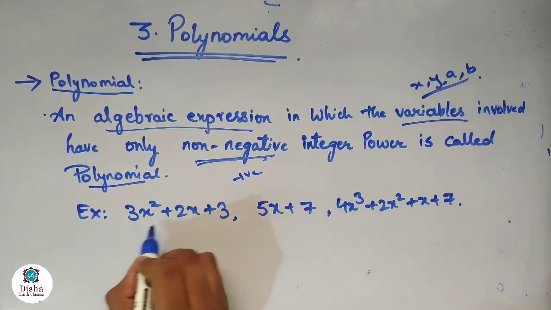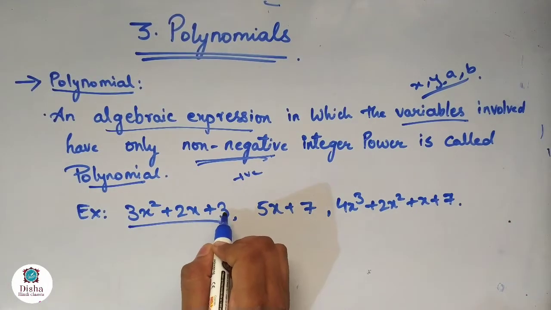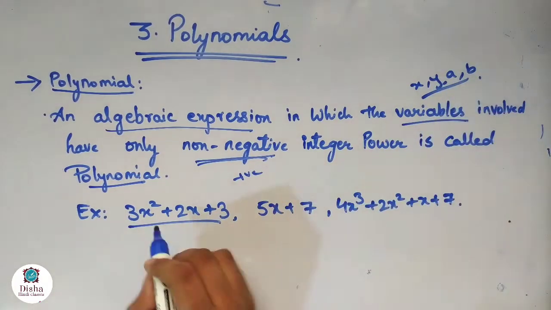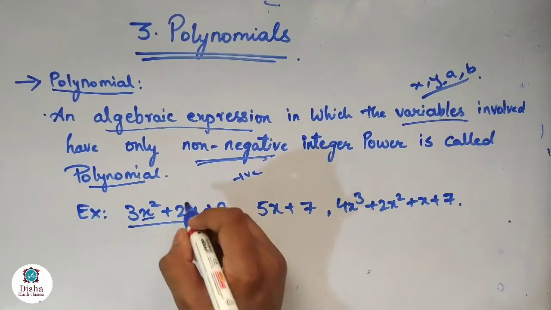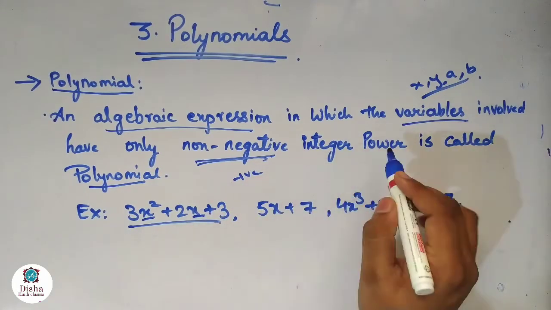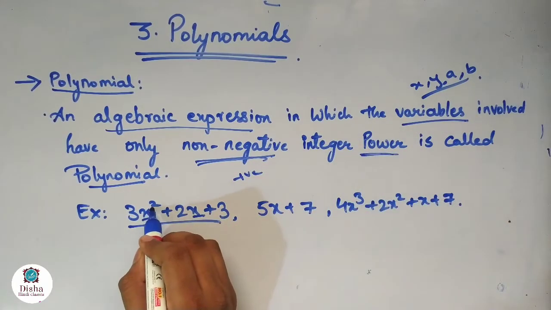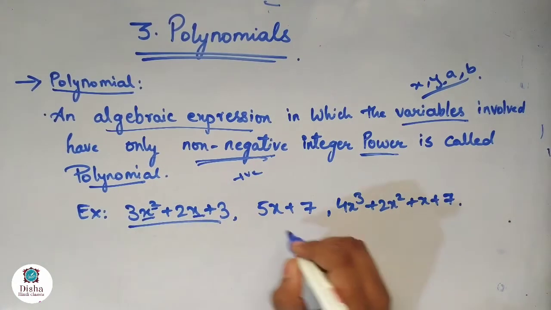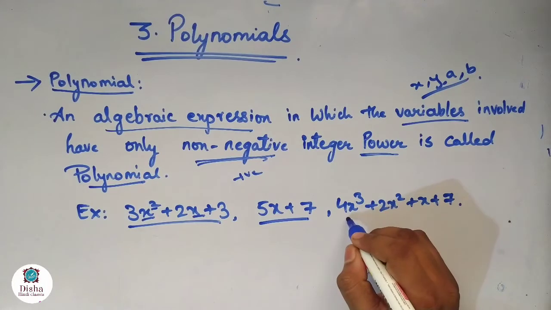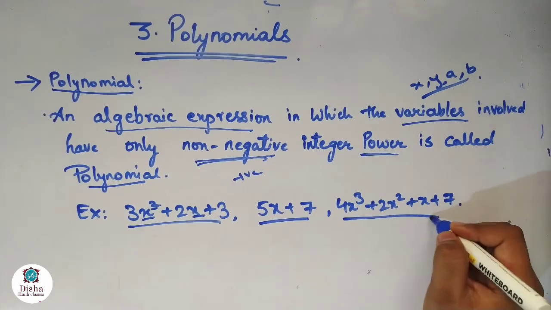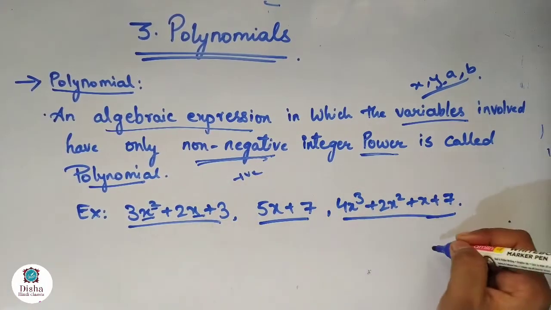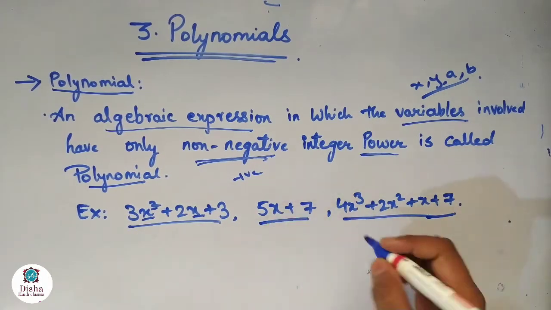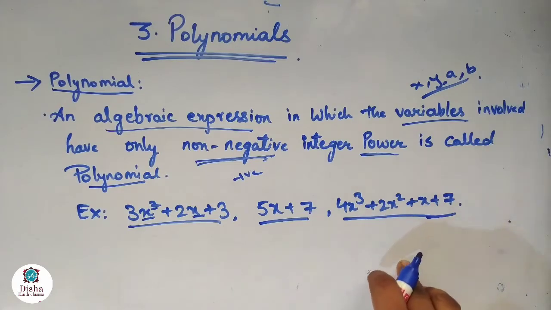So if you see here an example, 3x square plus 2x plus 3, it is an algebraic expression and we have variable x, in which the power is non-negative. Then we have 5x plus 7 and we have 4x cube plus 2x square plus x plus 7. So these are the examples of polynomials which have variables and non-negative integer powers.